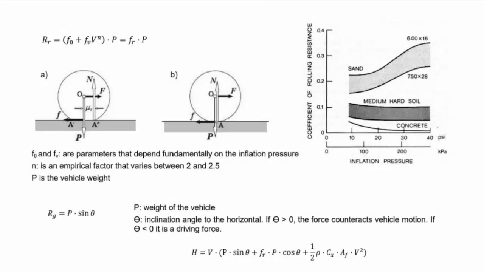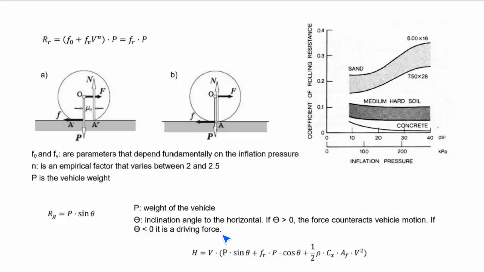Okay. Also, vehicle power requirement. Now, maybe we can talk. In order to overcome the mentioned motion resistance, the necessary power for the vehicle will be H. H will be equal to V, the vehicle speed, times open parenthesis P times sin theta (grading resistance) plus Fr times P times cos theta. What is it?